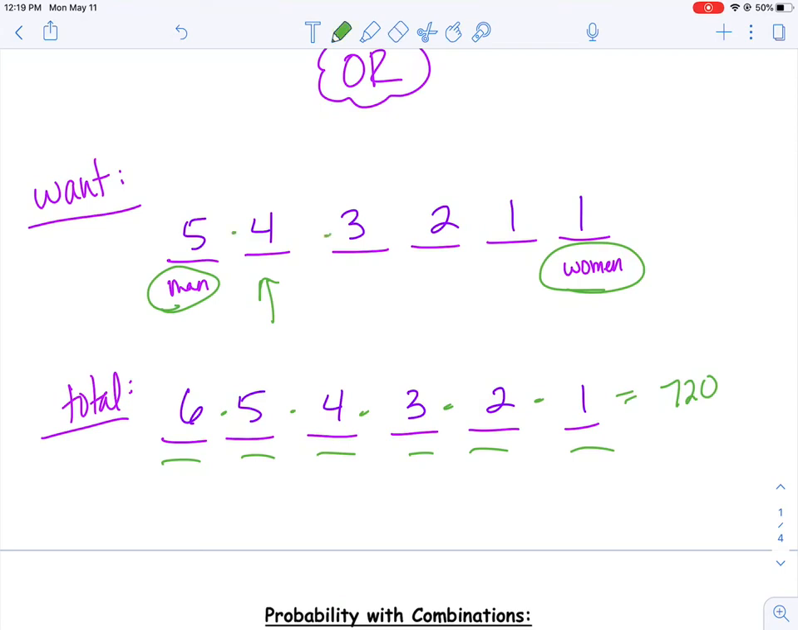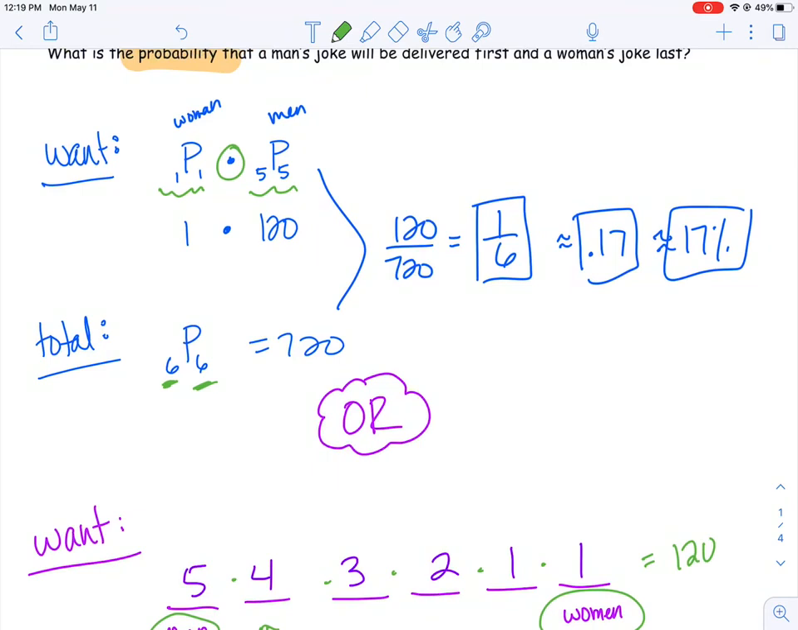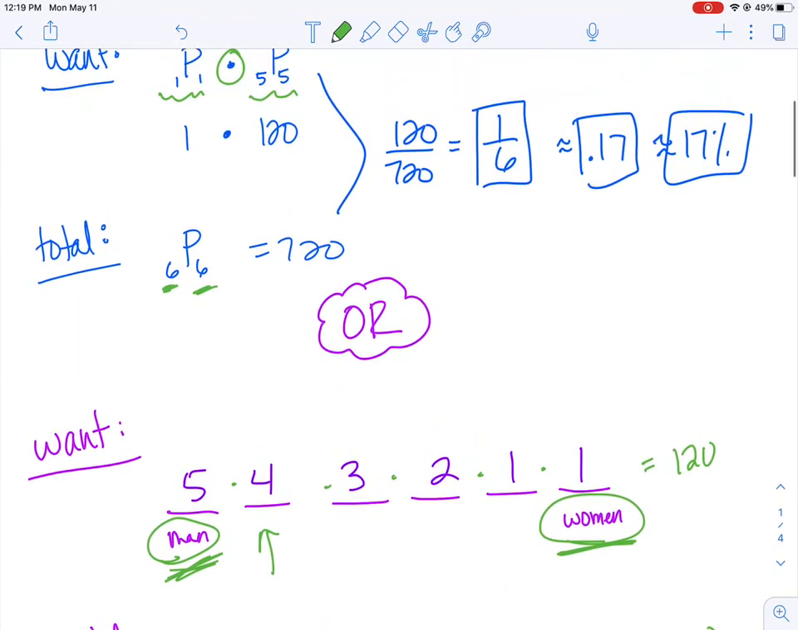And I could figure out the total number of ways that could happen by multiplying them all together, and you should still get 120 just like we did up above. But again, I don't know about you, I like this way better than just purely using those permutation formulas because I can kind of visualize what's happening. I can imagine the 6 different spots. I can imagine a man going first and a woman going last and how many options I have for each spot. So you could do it this way or the permutation way. Either way, you should still get the same numbers, right? 120 out of 720, or a 17% probability.